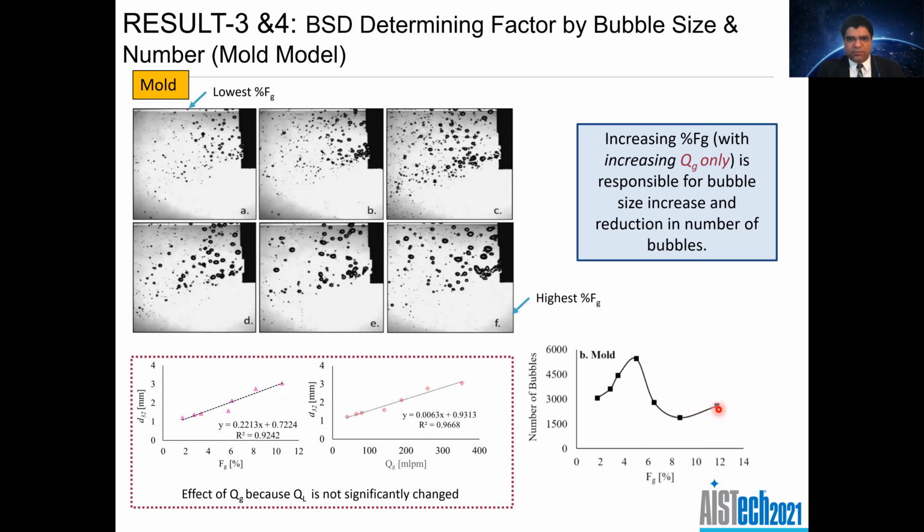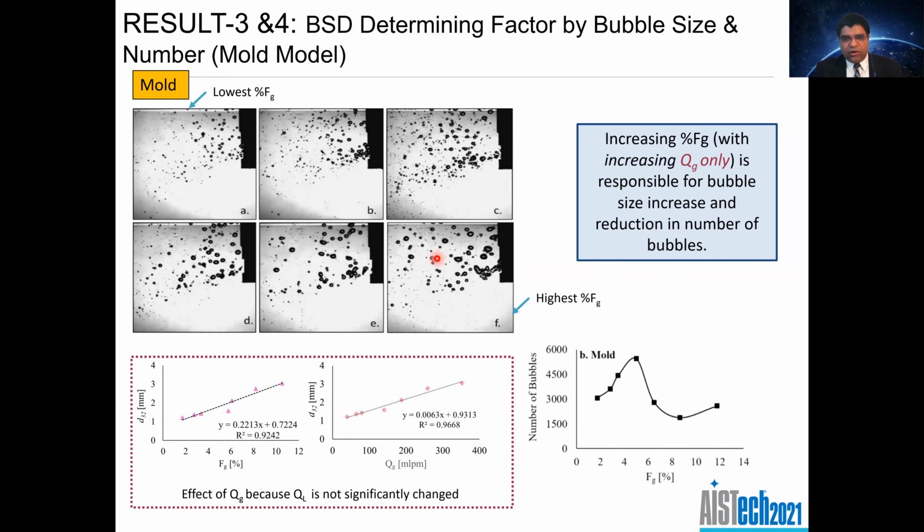So what is happening here? The number of bubbles is reducing, but the size of the bubbles is increasing. It means that gas contributes to increasing the size of the bubbles rather than their number. This is the impact of gas on the bubble size distribution of the bubbles formed in the mold model.